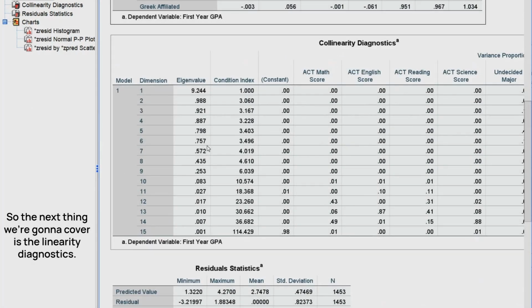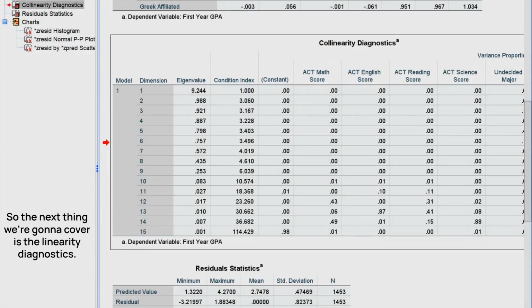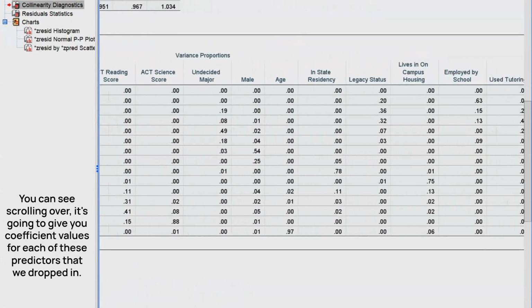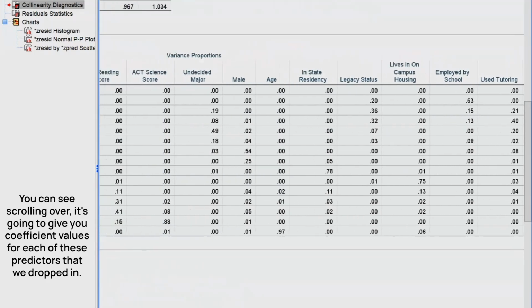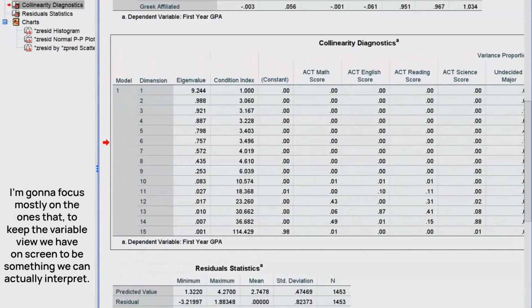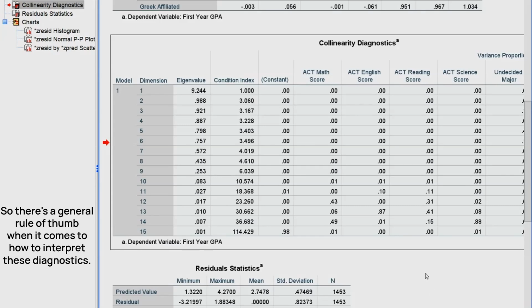So the next thing we're going to cover is the Collinearity Diagnostics. You can see scrolling over, it's going to give you coefficient values for each of these predictors that we dropped in. I'm going to focus mostly on the ones to keep the variable view we have on screen to be something we can actually interpret. So there's a general rule of thumb when it comes to how to interpret these diagnostics.